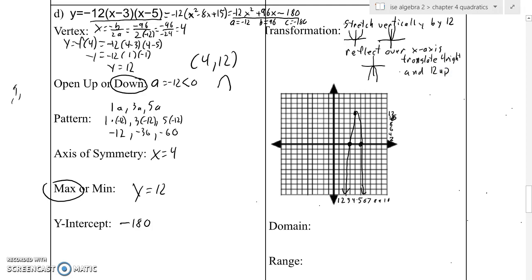Our domain, since we have a parabola, it is all real numbers. Negative infinity to infinity. Our range, our highest y value is 12, so all our y's are less than or equal to 12. Or we have negative infinity to positive 12.